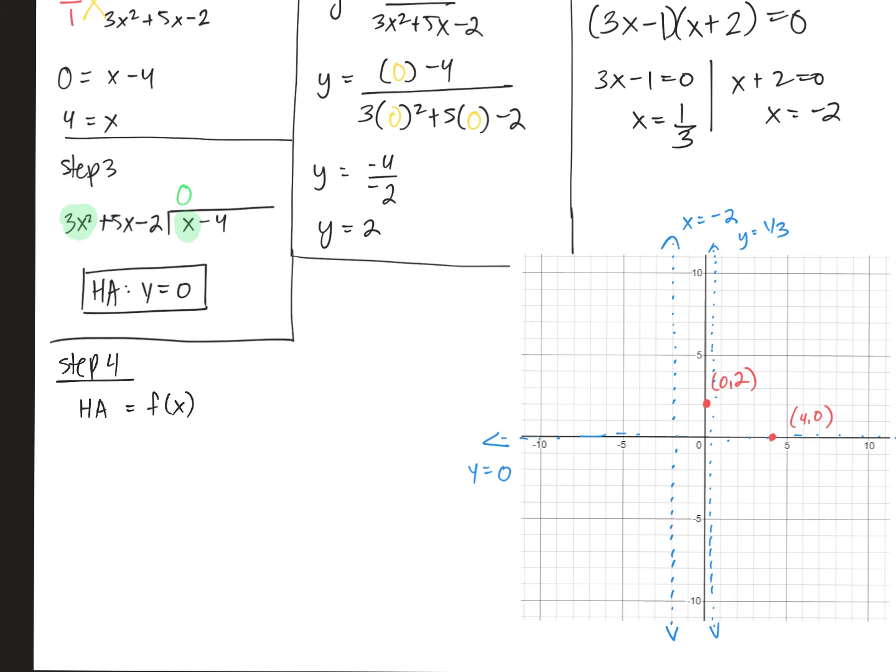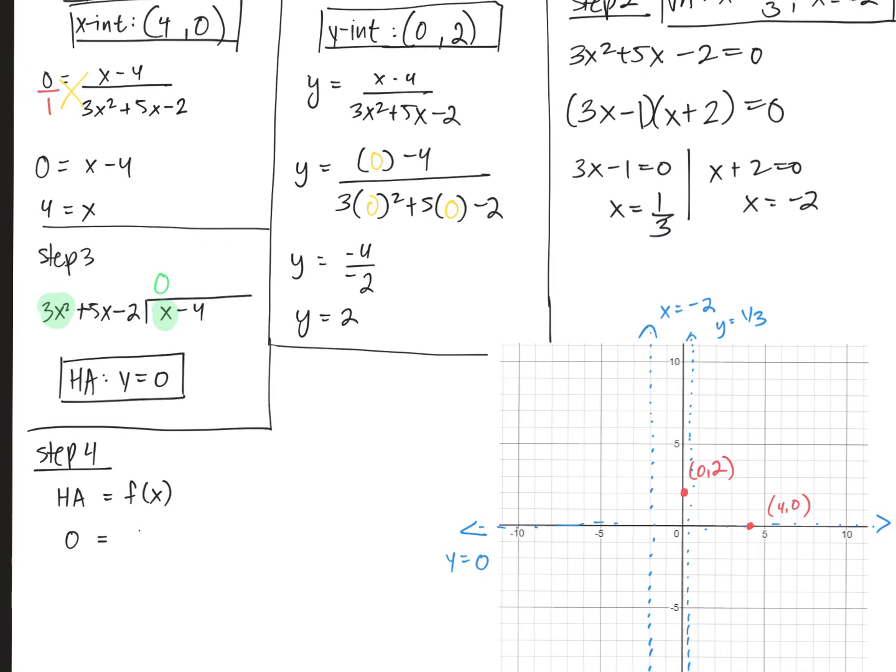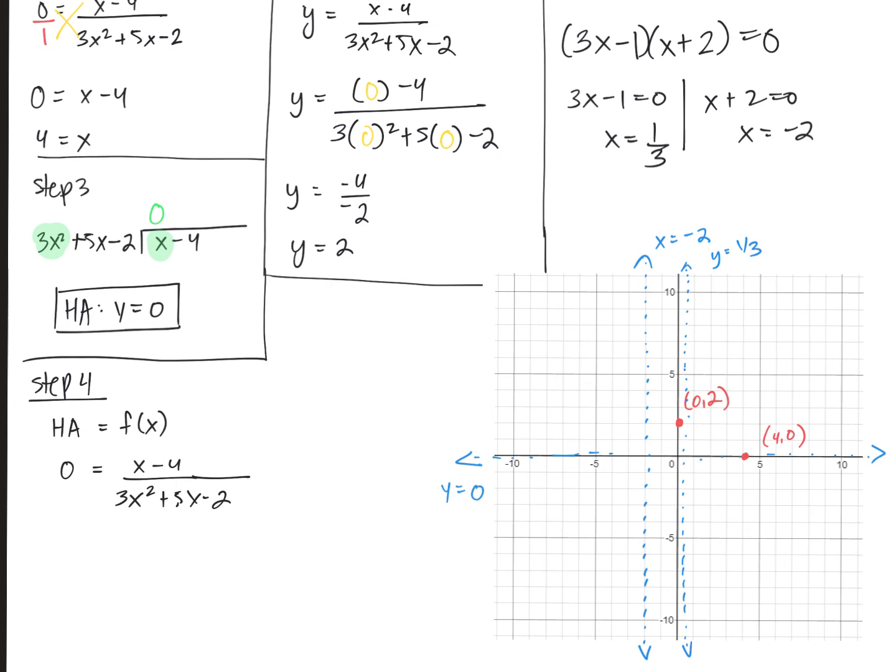So horizontal asymptote is 0, and our function is x minus 4 over 3x squared plus 5x minus 2. All right, so putting that over 1, we can cross multiply. And what do we end up with? So 0 equals x minus 4. Ooh, we have 4 equals x.